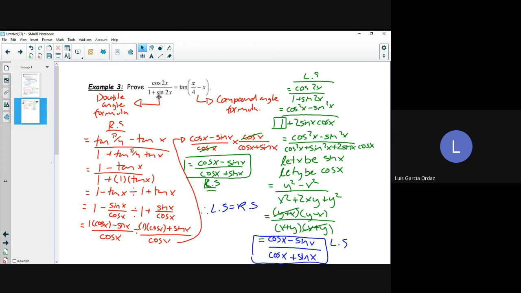So on a scale of 1 to 10, how easy was this example now that you looked at it and we did it together? Okay, everybody else, all the boys are answering. I need the rest of the class to give me an answer.